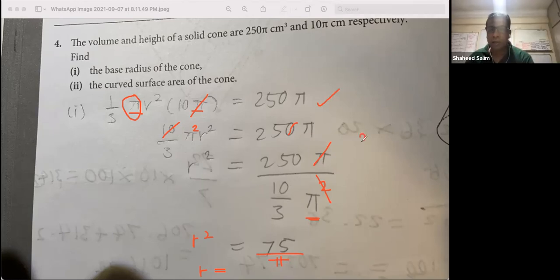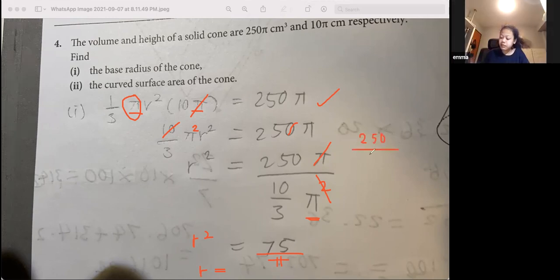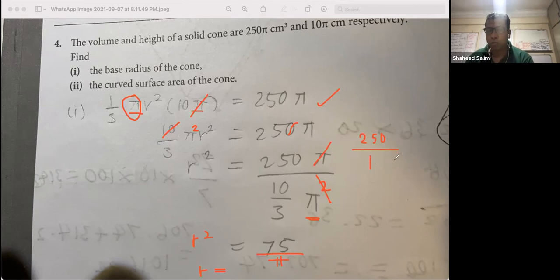Okay, you can see this. I will just prove to you. When you bring over, this is on top, so it goes below, and down here, the 3 is on top here. You get cancel 0, 25 times 3 is 75. So finally, you got 75 on top, but the pi is below. So 75 divided by pi, you're going to find the square root of it.